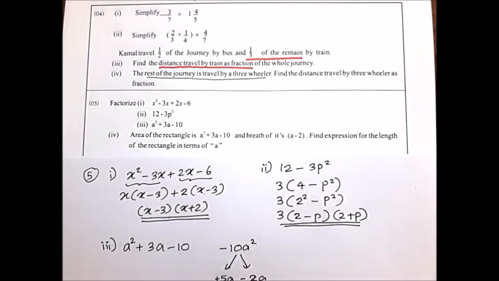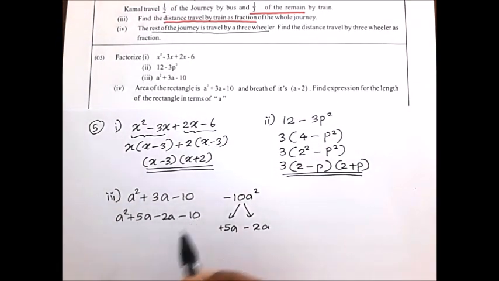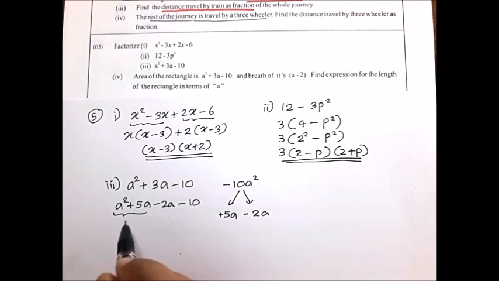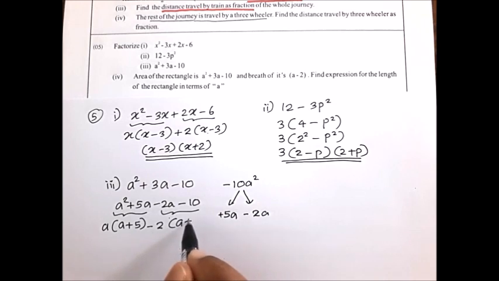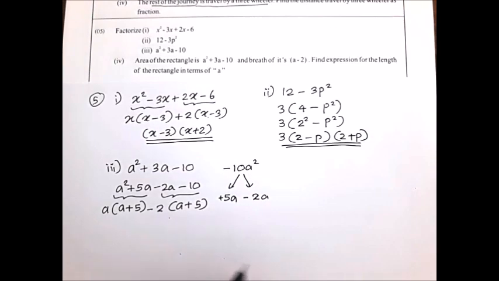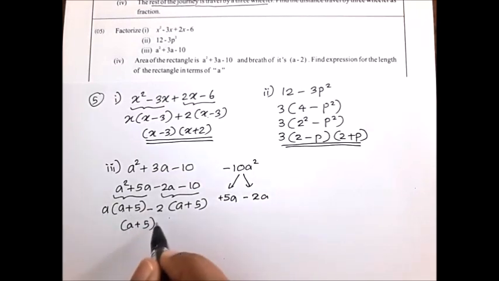Instead of 3a, replace 5a and minus 2a: a to the power 2 plus 5a minus 2a minus 10. Now this is an expression with 4 terms. Take common terms from first 2 terms. A is common. Then remaining terms are a plus 5. Take common terms out from these two. Minus 2 common and remaining a plus 5. Then again a plus 5 common to both: a plus 5 and remaining a minus 2. This is the answer for third one.